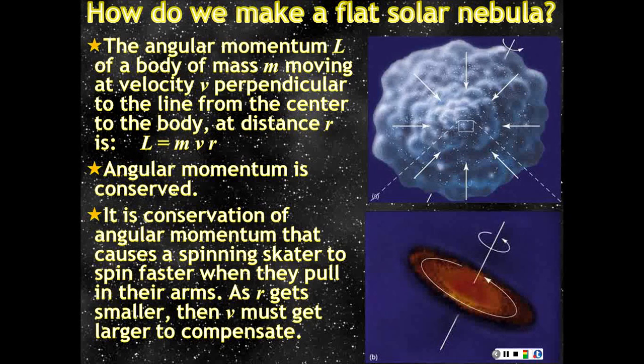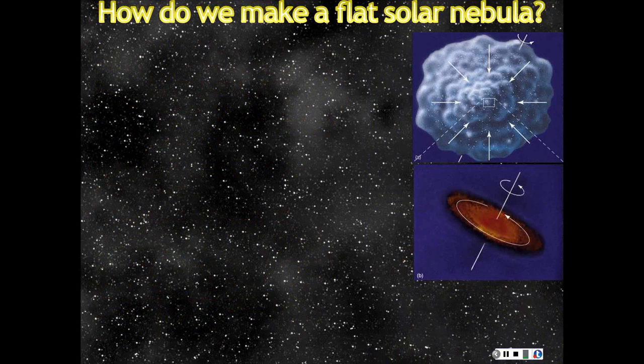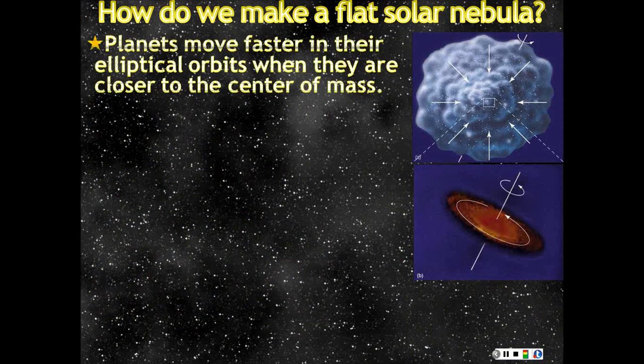And so it spins faster and faster and faster. So now we can go from something that is barely spinning at all to something that's actually spinning quite significantly, like the solar system. But we still don't have it flat. So how do we get it to be flat?